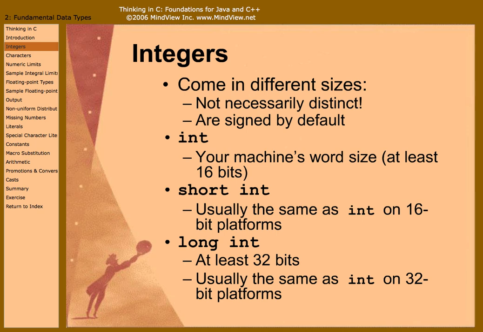The way it works is that on a 16-bit platform, short is usually the same as int, in other words, 16 bits, and a long will be 32. And the opposite is true on a 32-bit platform. An int and a long will be both 32, and a short will remain 16. Again, this just gives you the flexibility to have different sizes of integers. Perhaps you don't need a number with the range of 32 bits, and so you can save yourself some space.